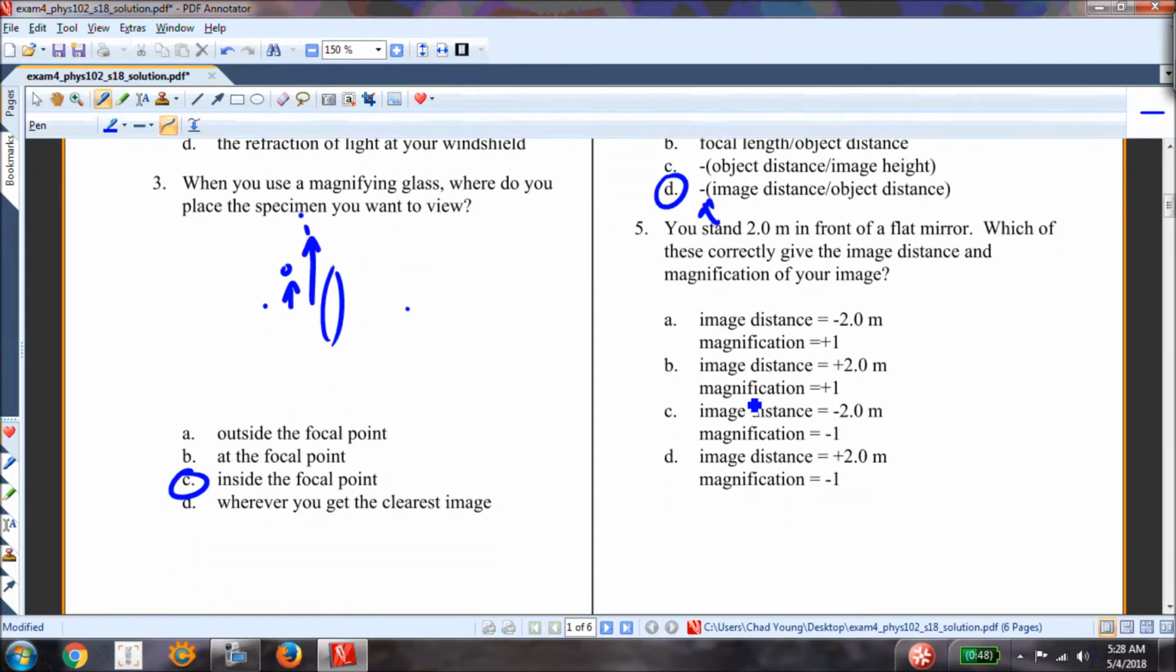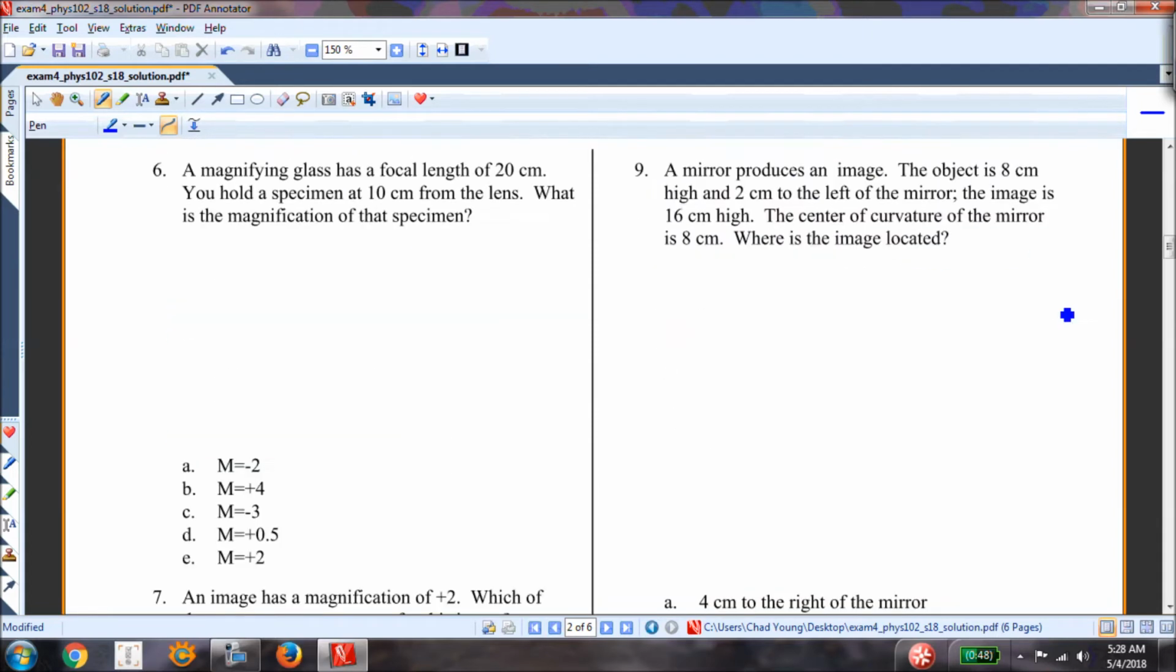You stand 2 meters in front of a flat mirror. Which of these correctly give the image distance and magnification? Well, the image distance should be the same as the object distance, but negative, and the magnification is going to be positive 1. I know that's negative because this is a virtual image, and that's what flat mirrors always produce. So number 5 is A.